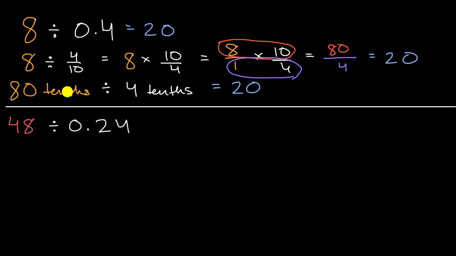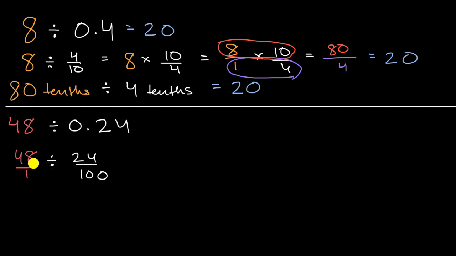All right, now let's work on this together. Well, one way to work on it is you could just convert everything to fractions. And actually, I can just write it as 48 over 1 divided by 24 hundredths. This division sign looks a little bit weird. Let me make it look a little bit more normal.